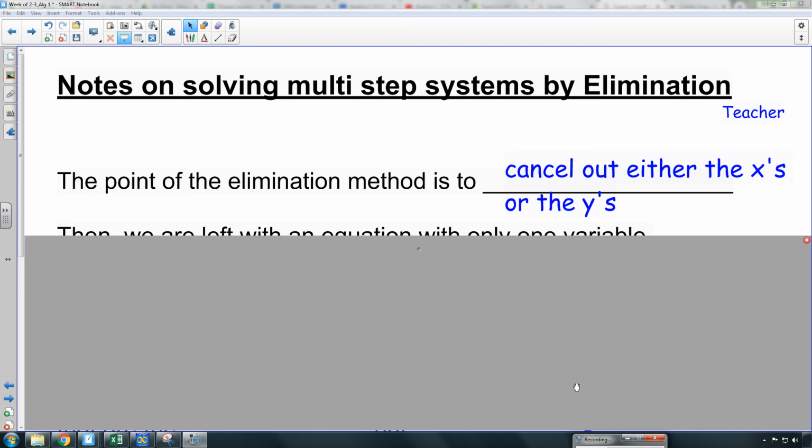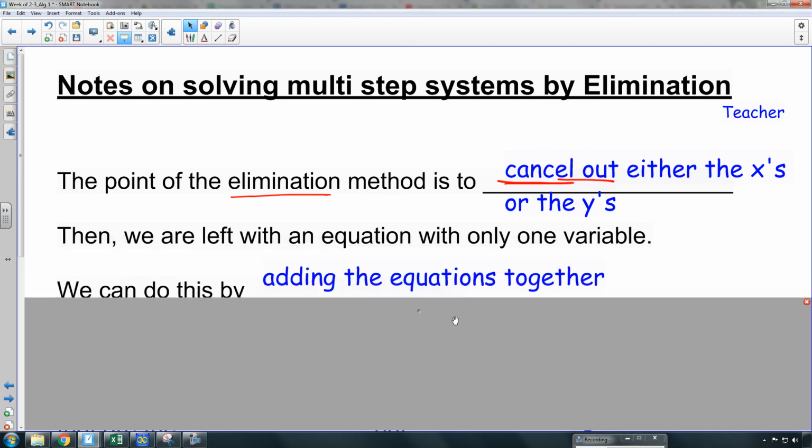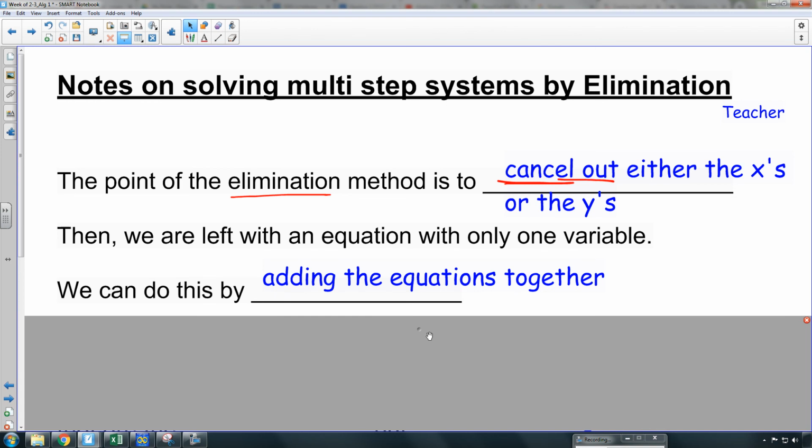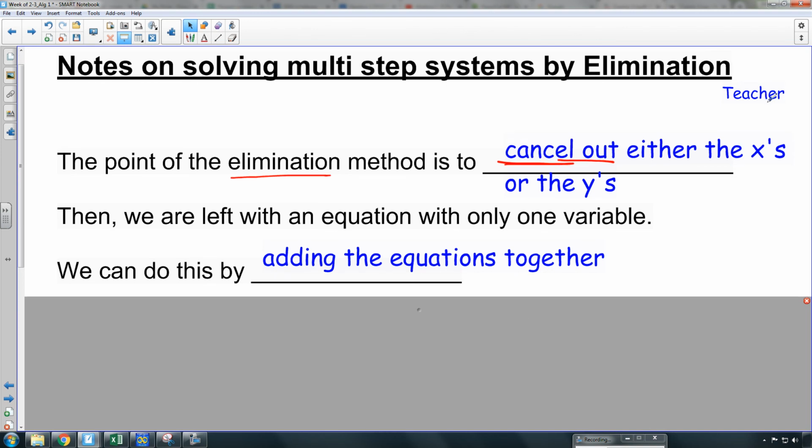So I guess where I really want you to be is here. The point of the elimination method, the whole idea is to cancel out. If you think about it, elimination and cancel out is kind of the same thing. So the point of the elimination is to cancel out either the x's or the y's. Then we're left with an equation with only one variable. That's our whole idea. We want to get an equation with only one variable. We can do this by adding the equations together.